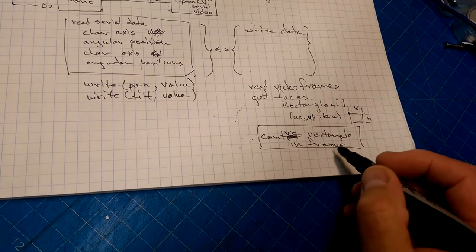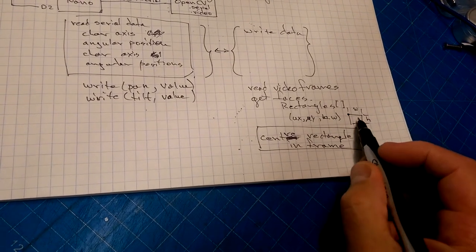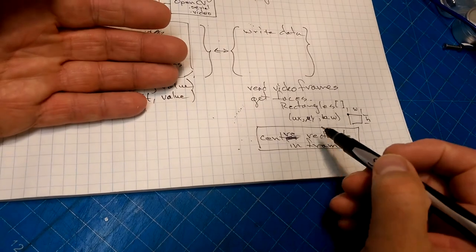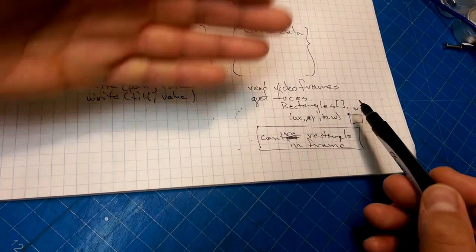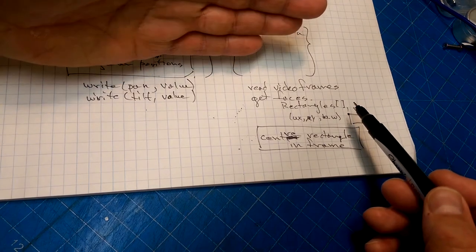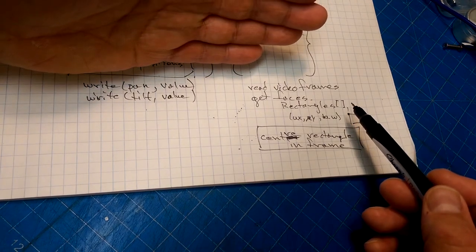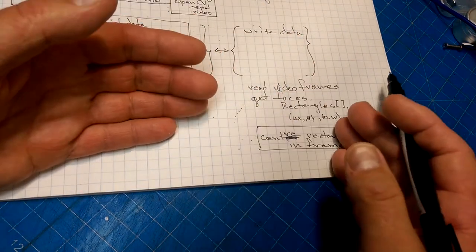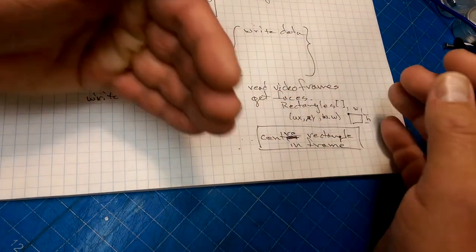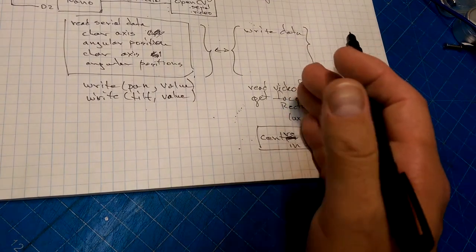Then once we've got the coordinates of the rectangle, here's how that's going to work. If it's too high or too low, we tilt it in the appropriate direction, either forward or backwards, and if it's to the left or to the right, we pan left and right in order to bring that rectangle into the center of the frame.